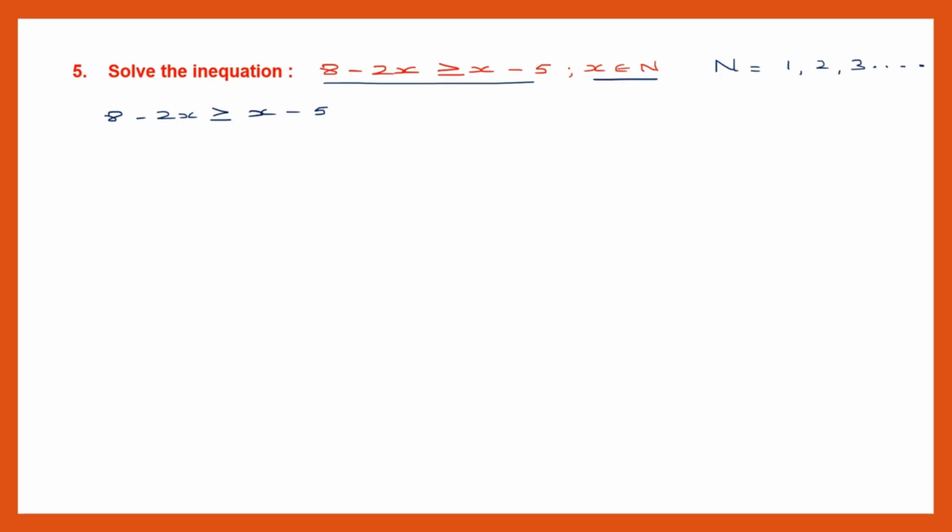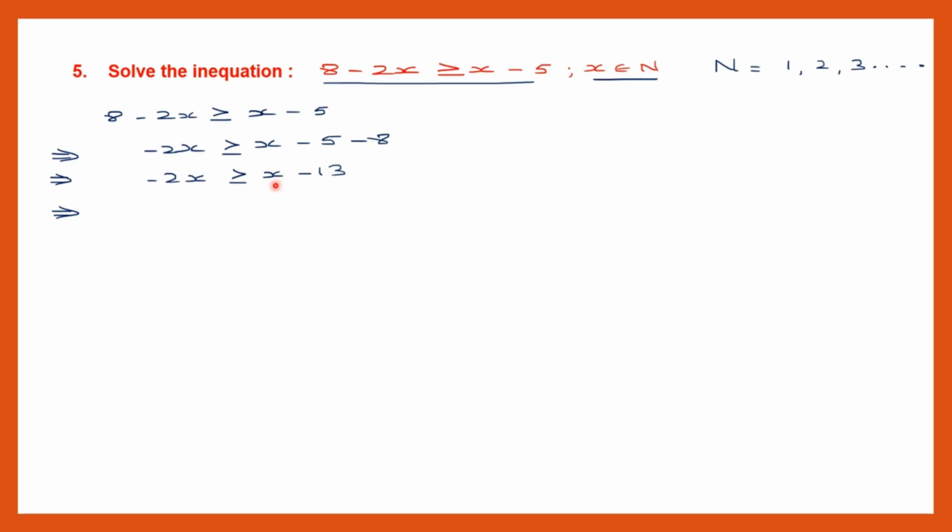So here, first thing we're going to do is remove the 8 from here. We're going to take it from here and put it on the other side. So that becomes minus 2x is greater than or equal to x minus 5 minus 8. So this is minus 2x is greater than or equal to x minus 13. Now let's bring the x to this side.